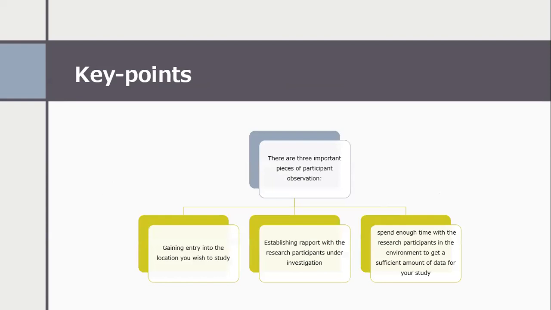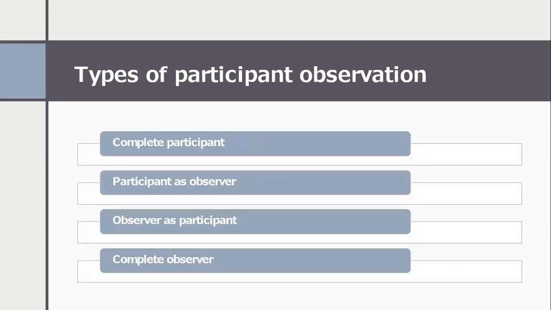There are three main key points that I noticed in participant observation. The first one is getting entry into the location you wish to study. The second one is establishing rapport with the research participants under investigation. The third one is that we have to spend enough time with the research participants and the environment to get a sufficient amount of data for your study. Next one.